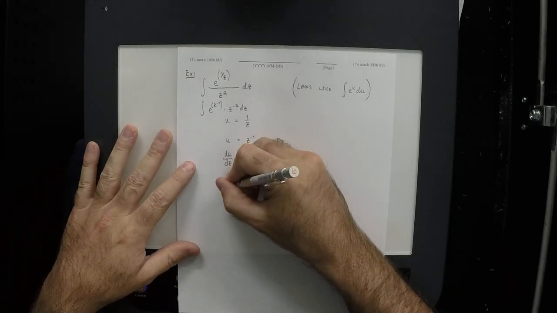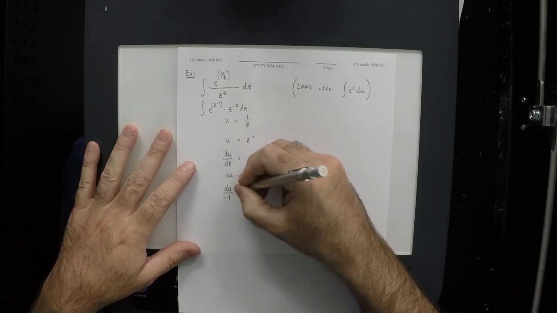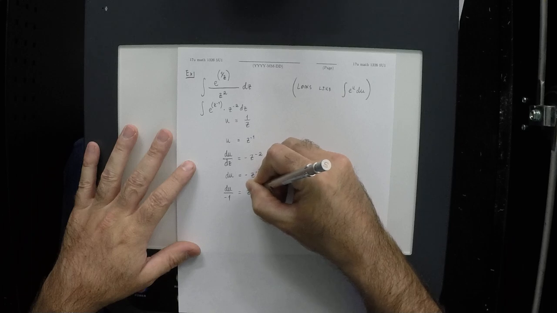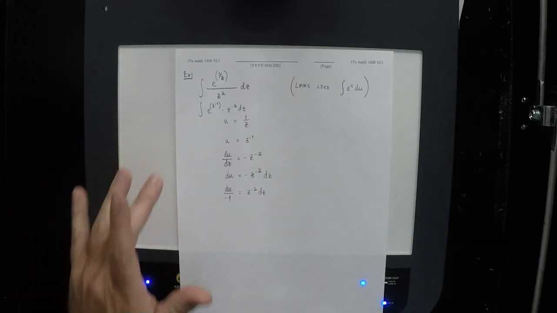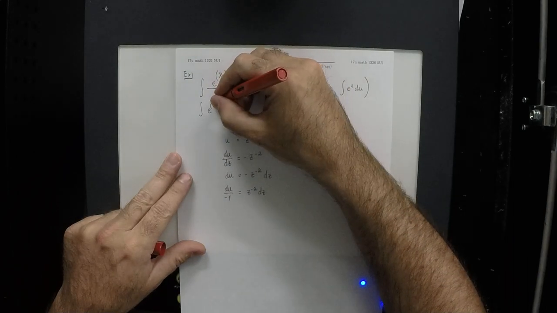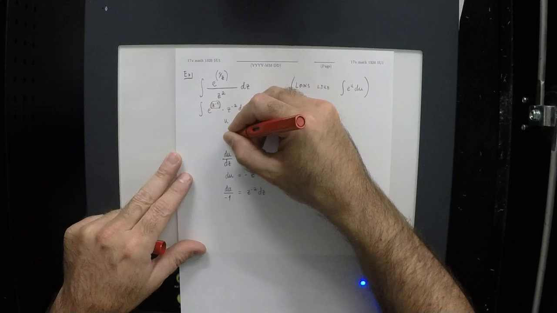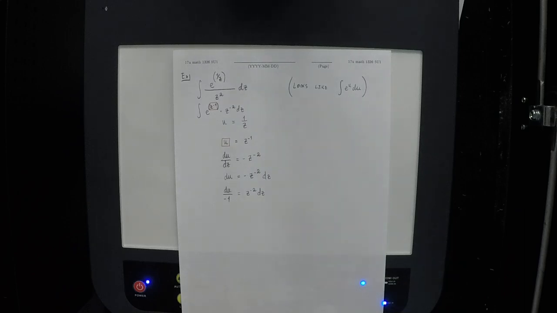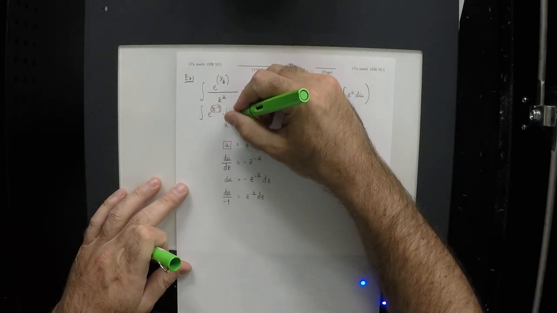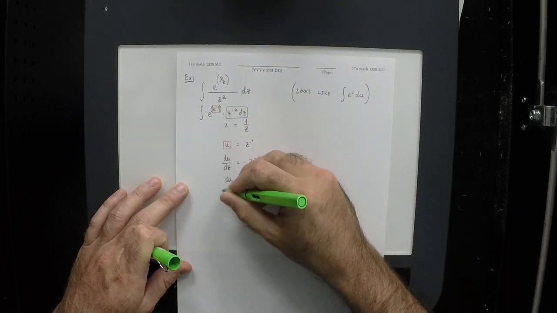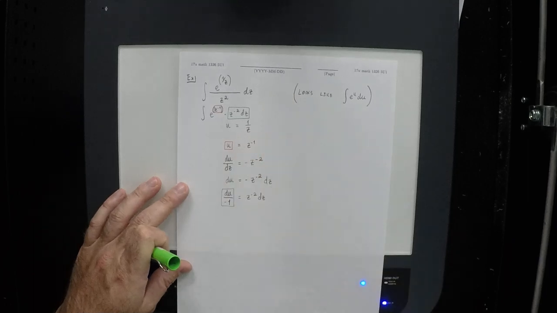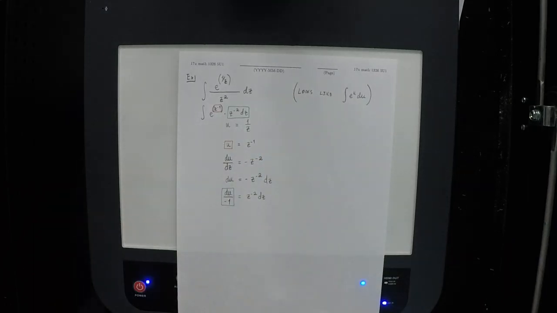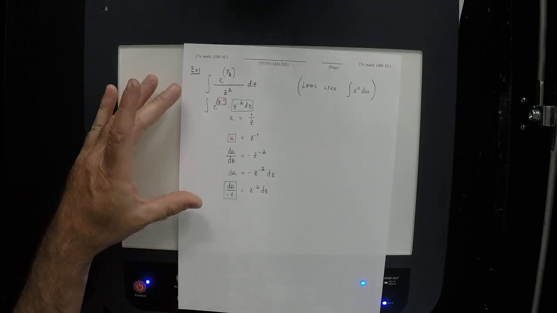Okay, so in the interest of time, du over negative 1 is z to negative 2 dz. So what I'm saying is that I'm going to replace the z to negative 1 with a u, and I'm going to replace the rest of this with du divided by negative 1. And that covers everything except for e, which is a constant, which need not be covered anyway. So any question about coming to this conclusion?